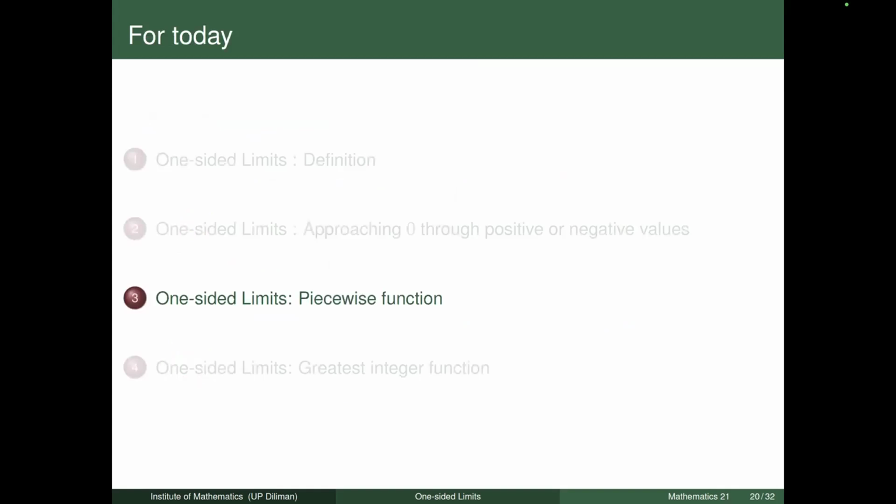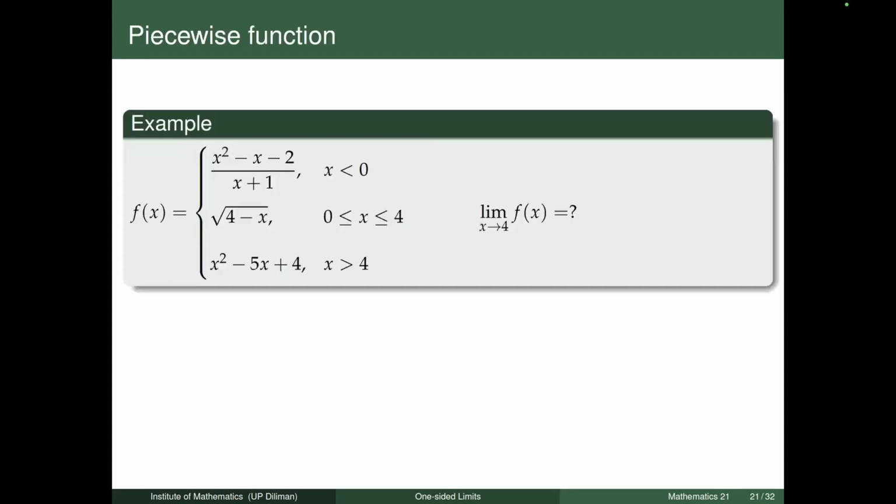Now, in general, we consider one-sided limits for piecewise functions. So when you say piecewise function, it's like we split the function, or the function is split into several functions depending on the interval. For example, when x is less than 0, your function is this rational function. When x is between 0 and 4, your f is this radical. When x is greater than 4, your f is this quadratic.